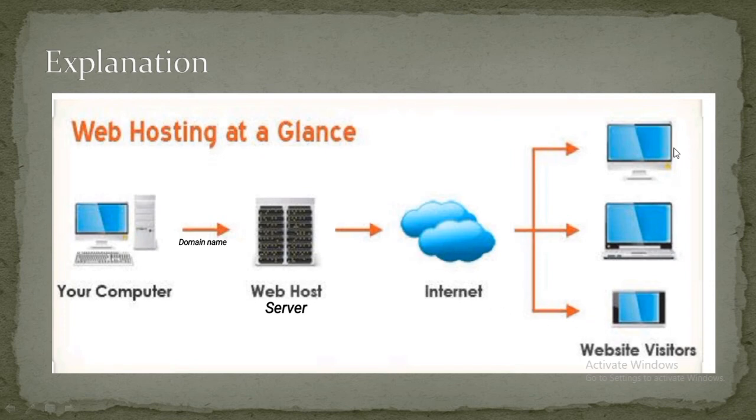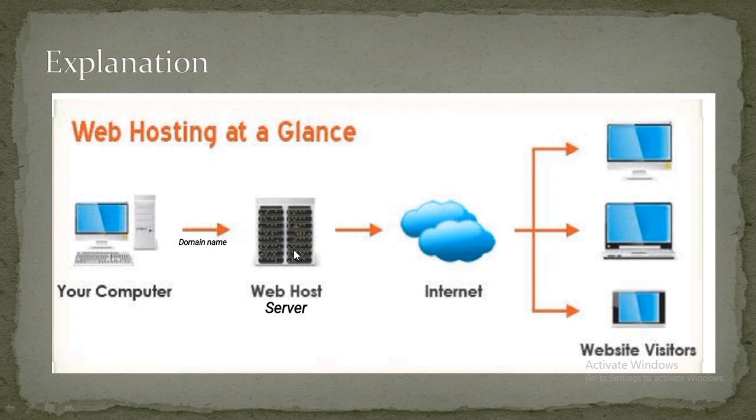So if this is Shola in London and Shola types www.domainname.com, now domain name is my website name, for example. If Shola types it there, how Shola is able to see my website from London is because the web hosting server actually makes my domain name viewable on the internet. So this is the simple explanation of web hosting. So it's not enough to actually get a domain name. You need to get a hosting site or a web host server, and there are several examples which I will show us on the next slide.